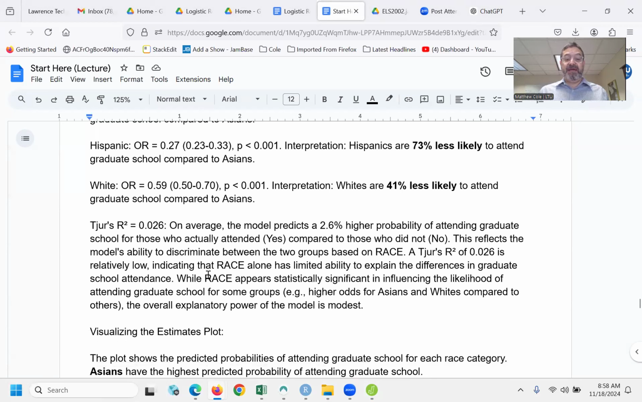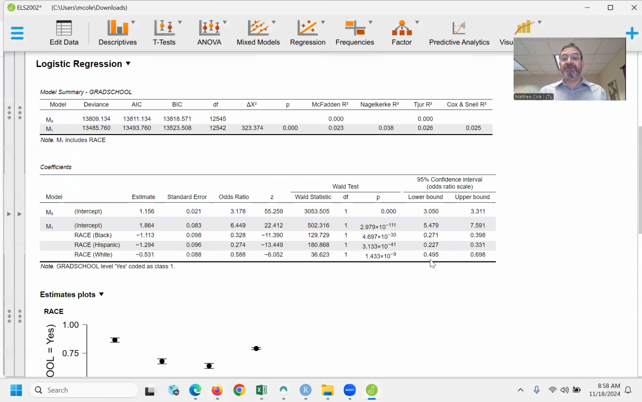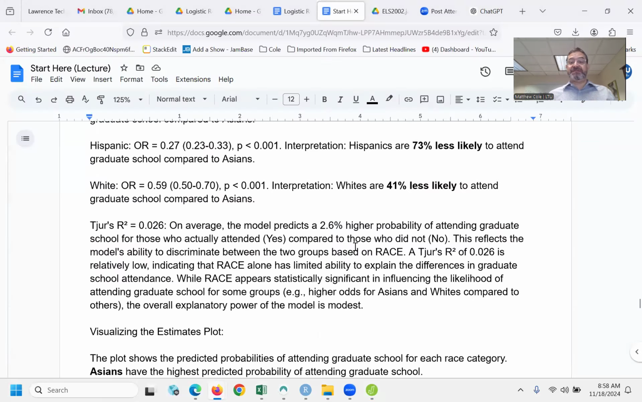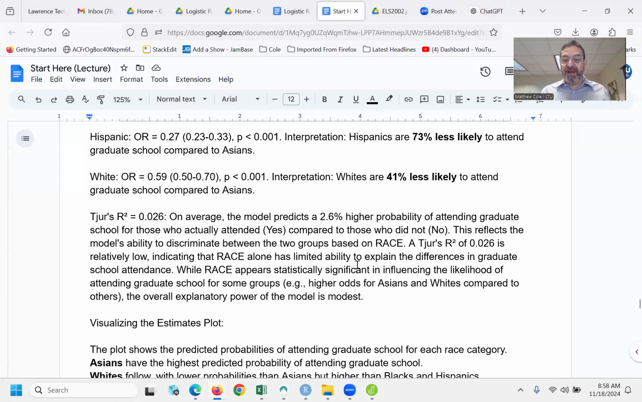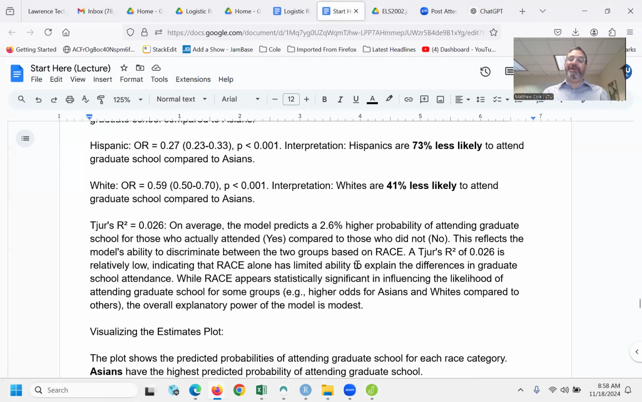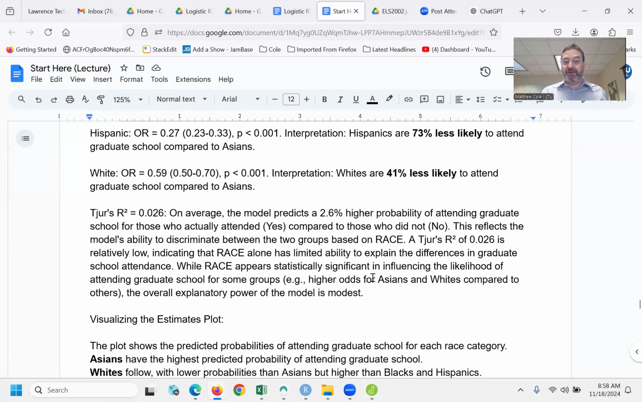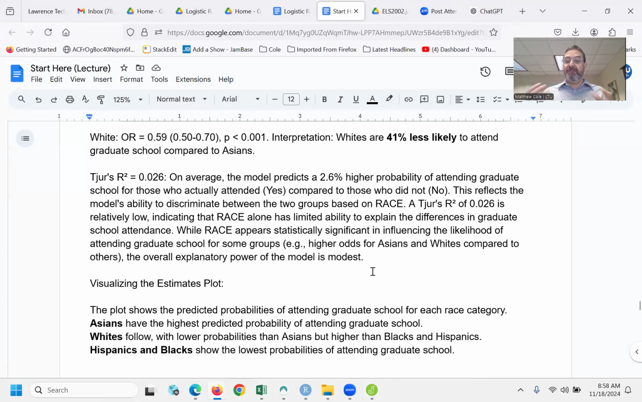In this case, we had the teaser of 2.6, right? 0.026 refers to a 2.6% discriminative effect. Still low. So race, while a significant predictor, is not much of a predictor overall of the possible predictors of going to grad school.